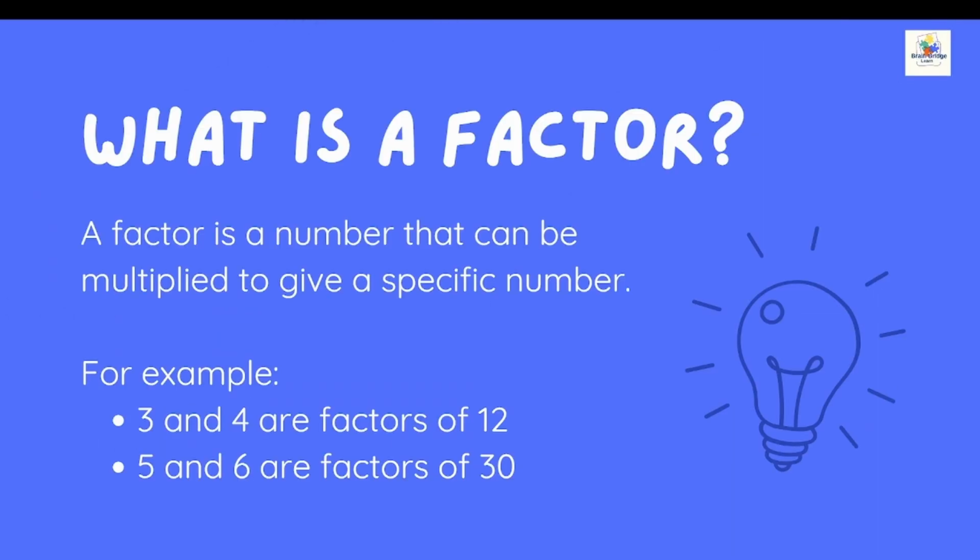So what is a factor? A factor is a number that can be multiplied to a specific number. For example, 3 and 4 are factors of 12, 5 and 6 are factors of 30. Let's move further.